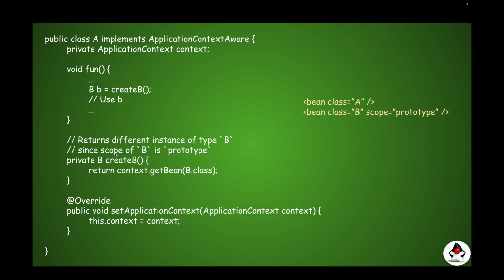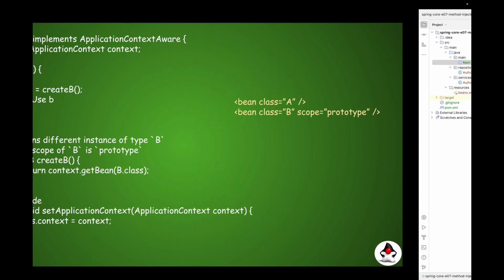Now createB returns different instances of type B since the scope of B is prototype. So inside createB method we can just return context.getBean(B.class). So it will try to get bean of type B from the application context, and since in the bean definition we have specified the scope as prototype, every time we will get a new instance of class B. So that's one way. So let's see how we do that.